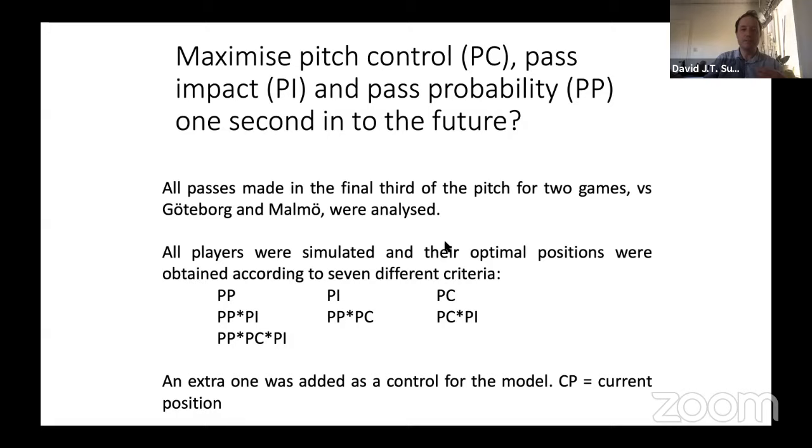We said, this focal player knows what's going to happen 1 second into the future. What does he do to maximize these three different criteria? And we actually looked at a combination of them. We looked at one at a time, but we also looked at pass probability times pitch impact. So this is a point-wise multiplication of those two. If you think of those two heat maps, they're both probabilities. We multiply them together point-wise, and we have this new surface, which is pass probability times pitch impact. We can do pass probability times pitch control and so on, or we can have all three of them.